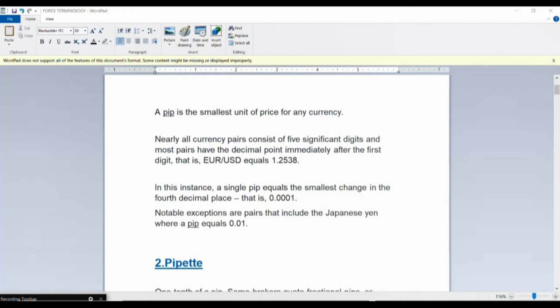For the Japanese yen pairs, it is denoted as 0.01, where the second digit is a pip. So if price moves from 0.01 to 0.02, it means that's increased by 1 pip. That is how we measure pips in the foreign exchange market. And they move very small. You cannot actually make money with pips.